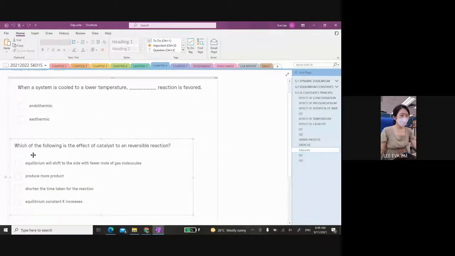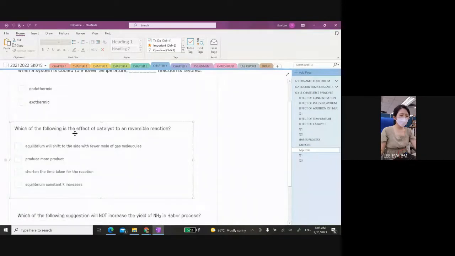Then for the second question over here, which of the following is the effect of catalyst on a reversible reaction? Reversible means the system is at equilibrium. So the effect of catalyst, there are only 2: increase the rate of reaction or shorten the time taken. Because you speed up the reaction, the time becomes shorter.